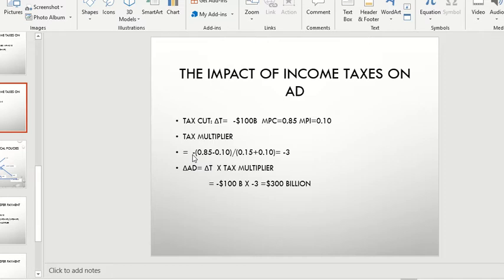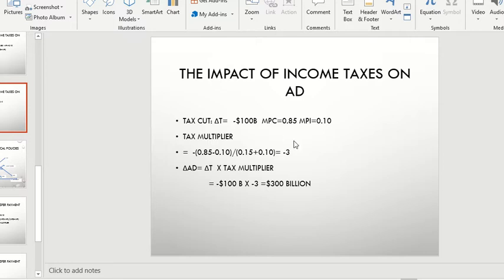Some of you may have noticed that, well, that is because of the negative relationship between income tax and aggregate demand. Okay? So as income tax is lower, consumption increases, aggregate demand increases. When income tax is raised, consumption is lower, consequently aggregate demand is lower. So we always have this negative relationship between income tax and aggregate demand. So that's how we get a negative sign for the income tax multiplier.